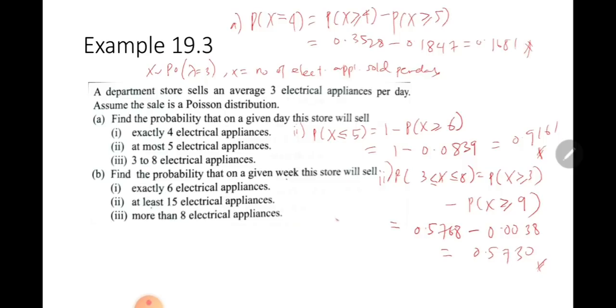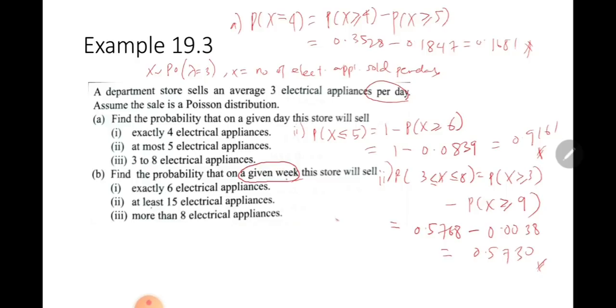Okay, this one is 0.1681. Alright, so now for B, find the probability that on a given week this store will sell... Okay, if you look at the interval of occurrences here, you will get an average of 3 electrical appliances per day. But for this question it wants the probability on a given week. So you have a different interval. This is one day, this is one week.